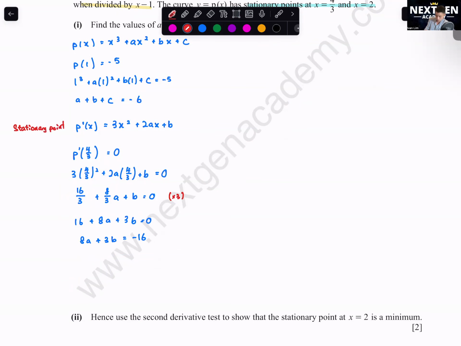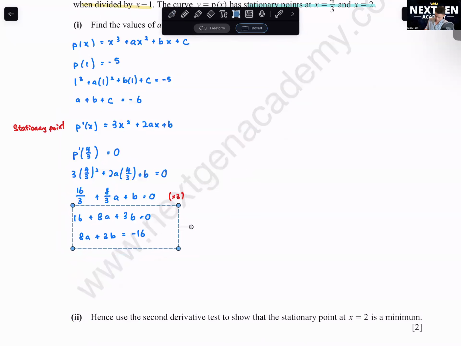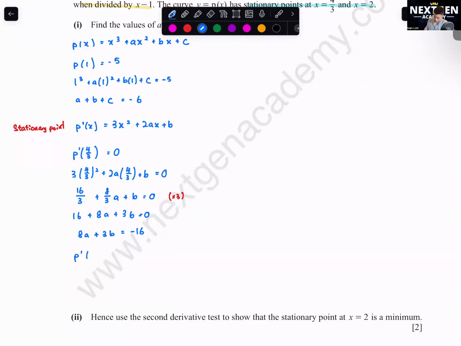We're going to do one more for the stationary point, which is p prime 2 equals 0. Okay, substitute it in. 3 times 2 squared plus 2a times 2 plus b is equal to 0. 12 plus 4a plus b equals 0. 4a plus b is equal to -12.